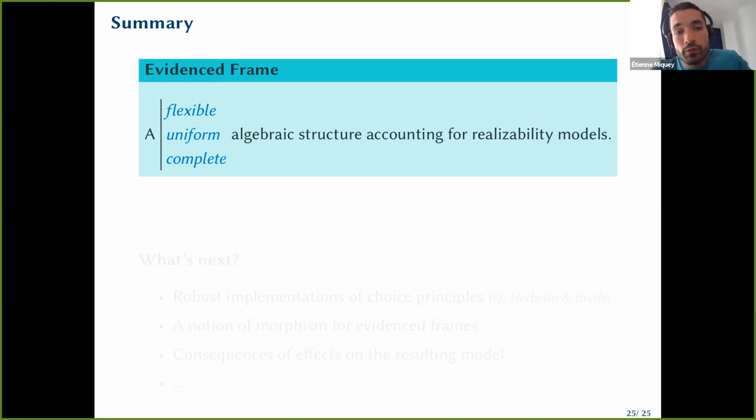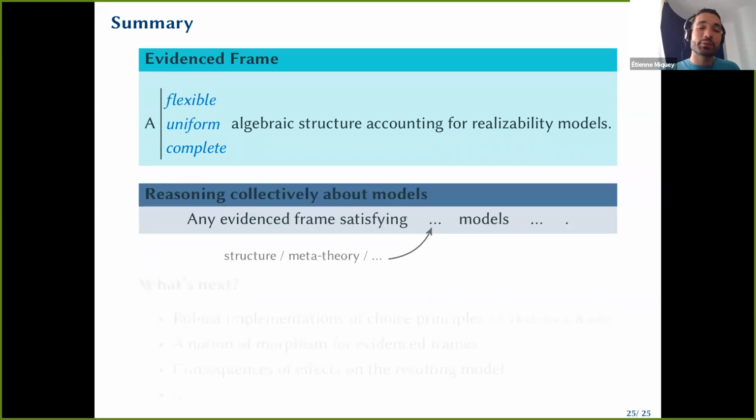For our next papers, we would like to use this structure to reason collectively about the models. Just like in the example I presented before about countable choice, it was a result dealing with any possible model satisfying the specification given. Evidence frames allow us to express results that say that any evidence frame that satisfies something on its structure, something on its meta theory, and so on, will model a particular principle. So we have a way to reason on all the models that are going to satisfy some specification. That's a very convenient tool in that regard.